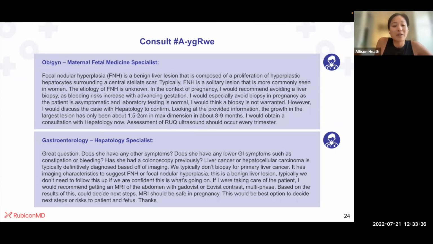So he had responded, does she have any other symptoms? Does she have any lower GI symptoms? Has she had a colonoscopy? And typically we don't biopsy for primary liver cancer, and the imaging characteristics suggest FNH, which is a benign liver lesion, and he's pretty confident that that's what's going on. And in this setting, he would recommend getting an MRI, which would be safe in pregnancy. Next slide, Britt.